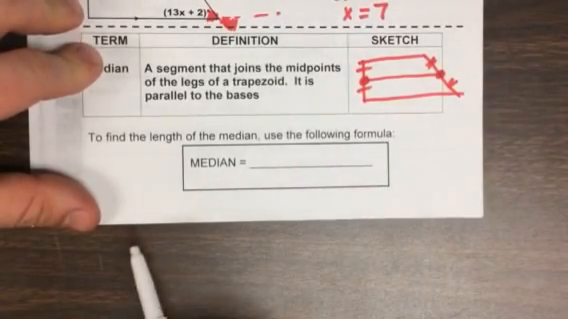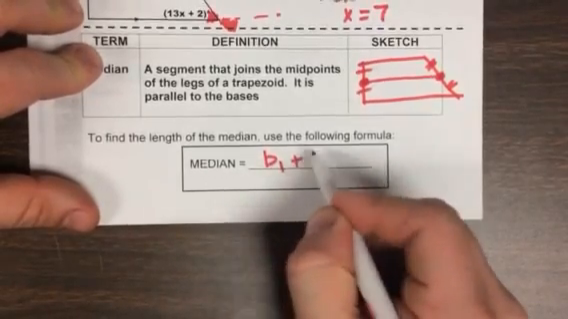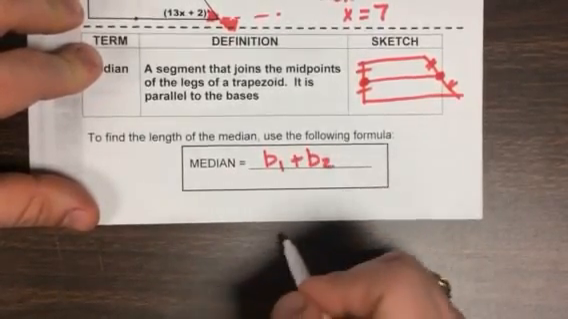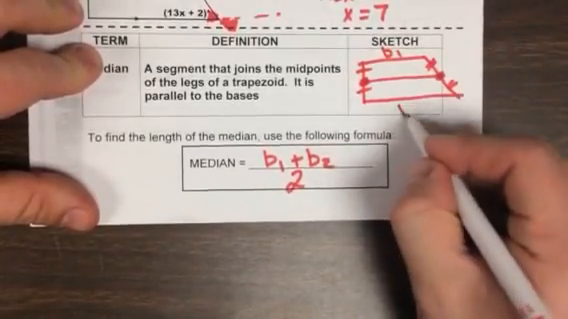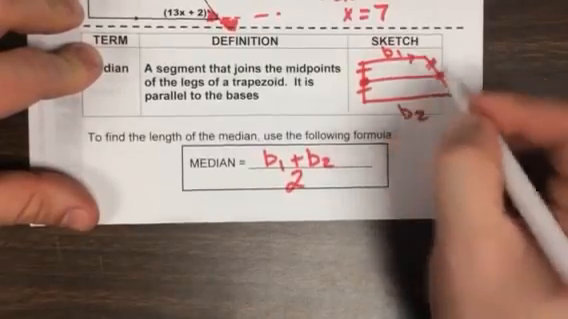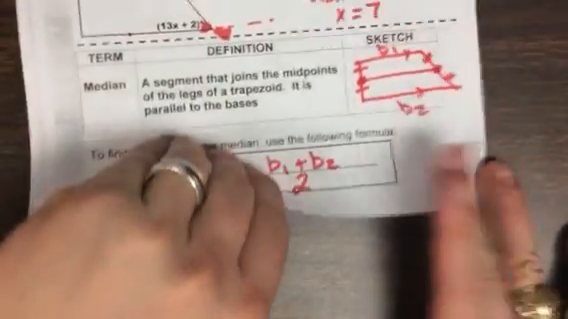Okay? To find the length of a median, we use the following formula. We say base 1 plus base 2 divided by 2. So I average the bases to find my median. Looking over the next page.